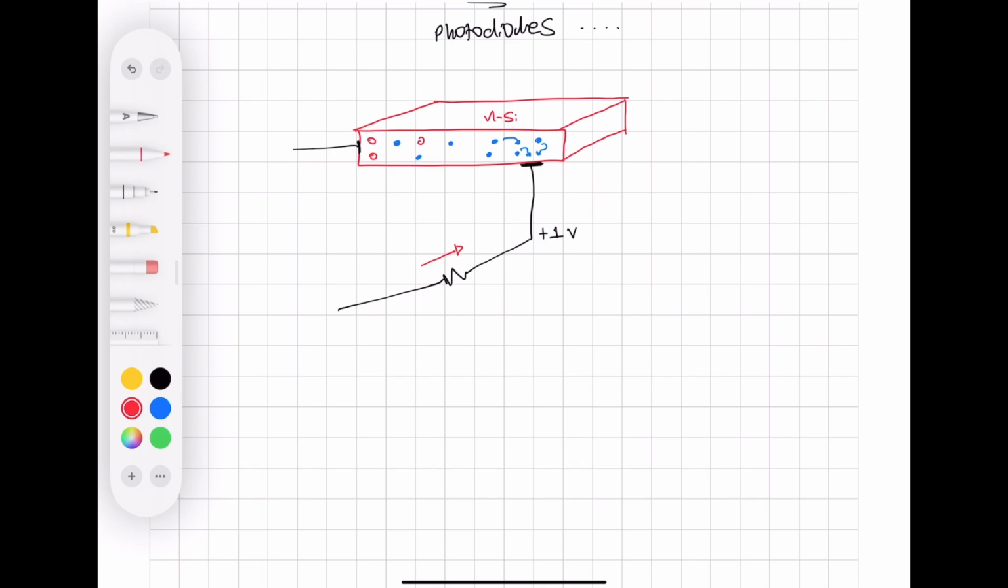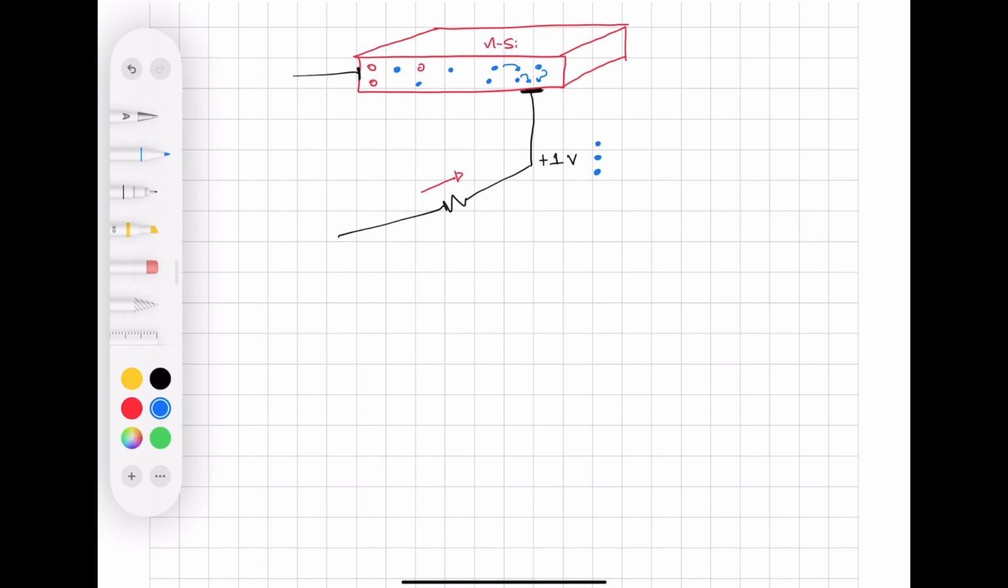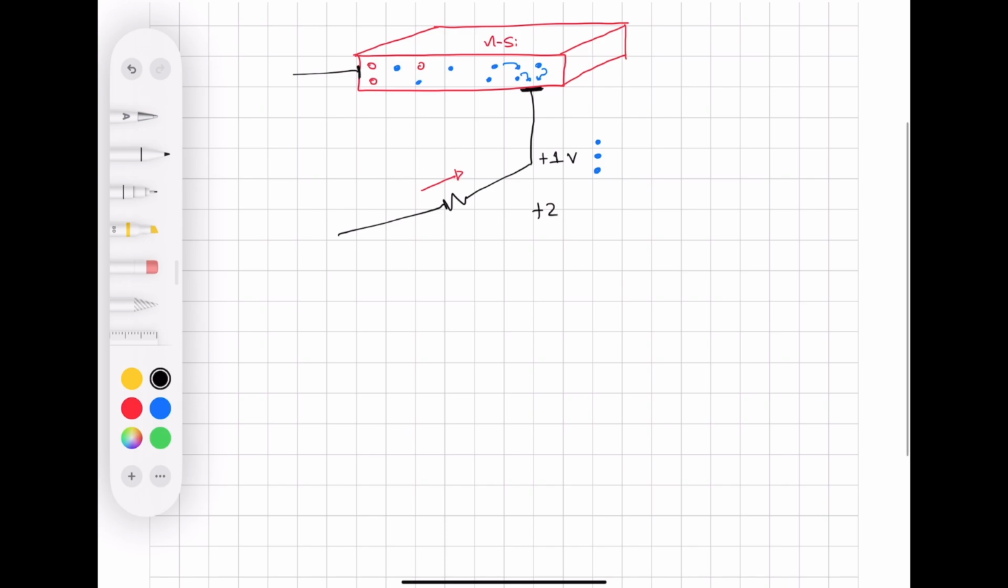So let's say, for the sake of simplicity, when we're biasing it with 1 volt, what we get is 3 electrons that pass through the circuit. We know from Ohm's law, if we bias it to 2 volts, what we're going to have is 6 electrons, and so on and so forth.